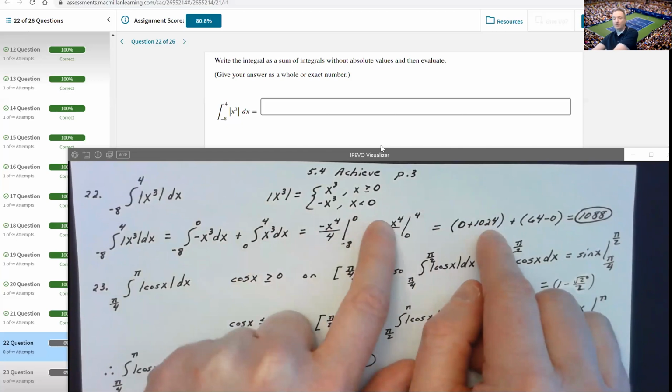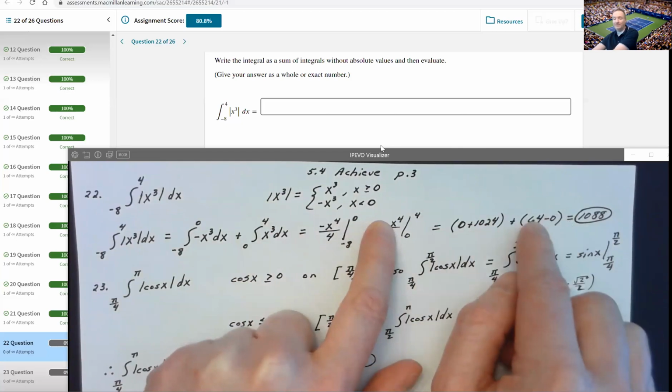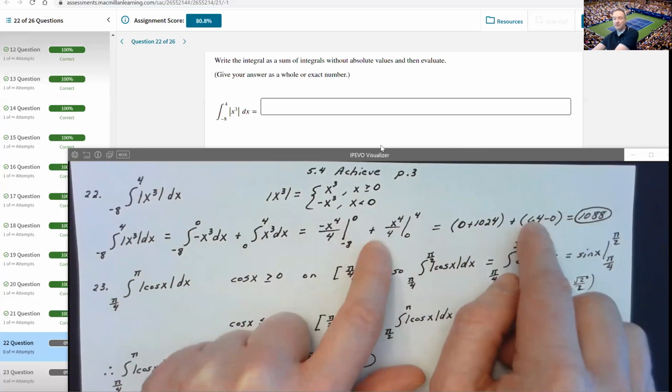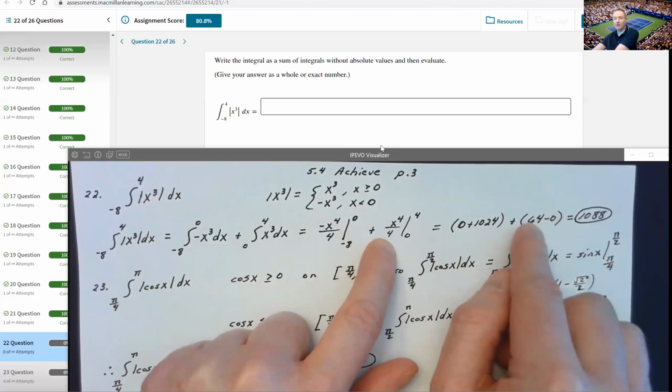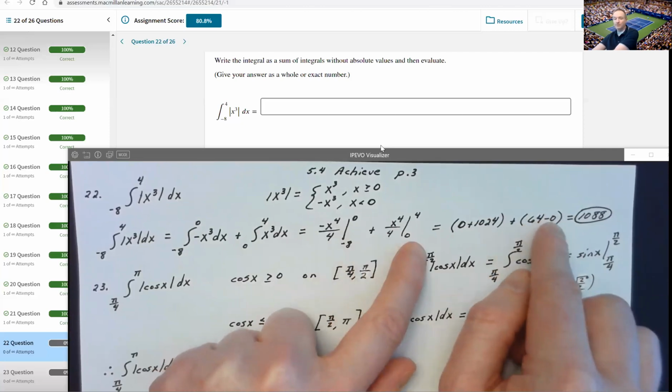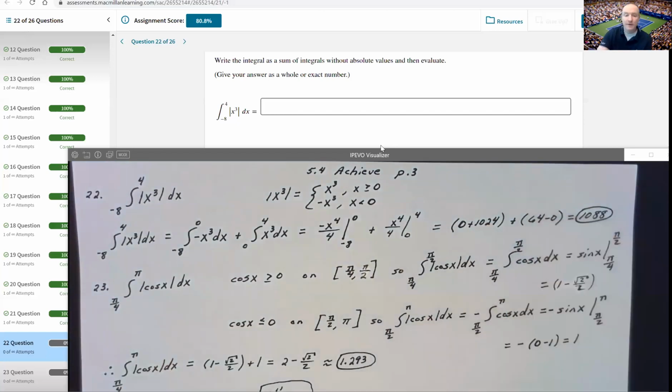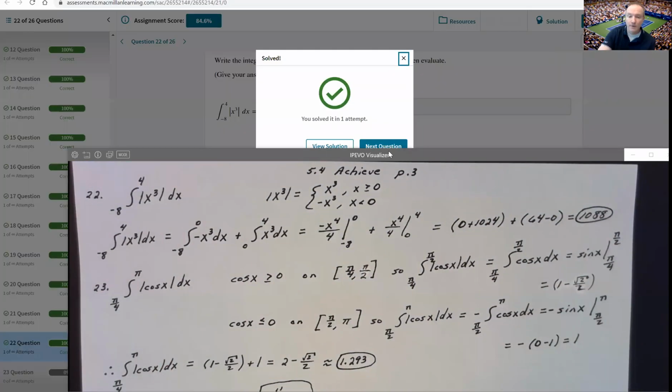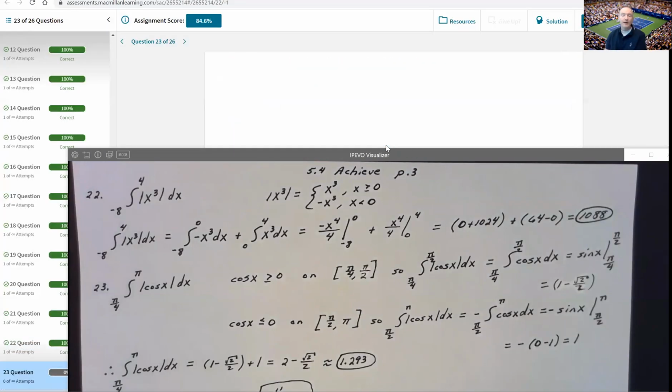Now for the second one, all I have to do is evaluate it at 4. I know that that'd be 256 over 4, just 64, minus the lower limit of 0. 1,024 plus 64 should give me 1,088 for the total area under this curve between -8 and 4. And you can see, fortunately, we're right.